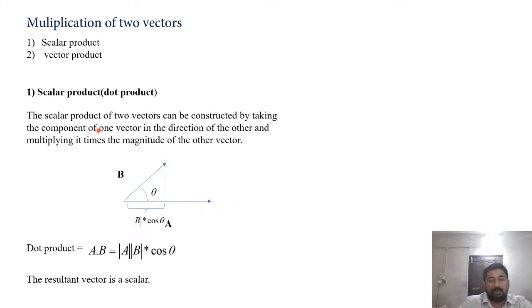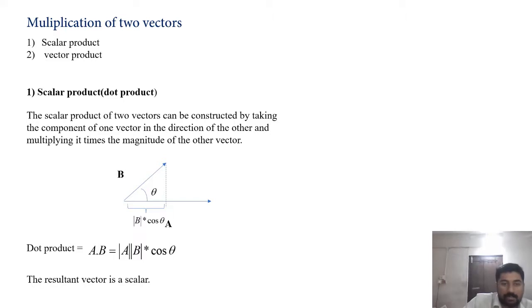So dot product means the projection of B along A multiplied with A. Projection of B on A multiplied by A is called the dot product. So that can be represented by A dot B.